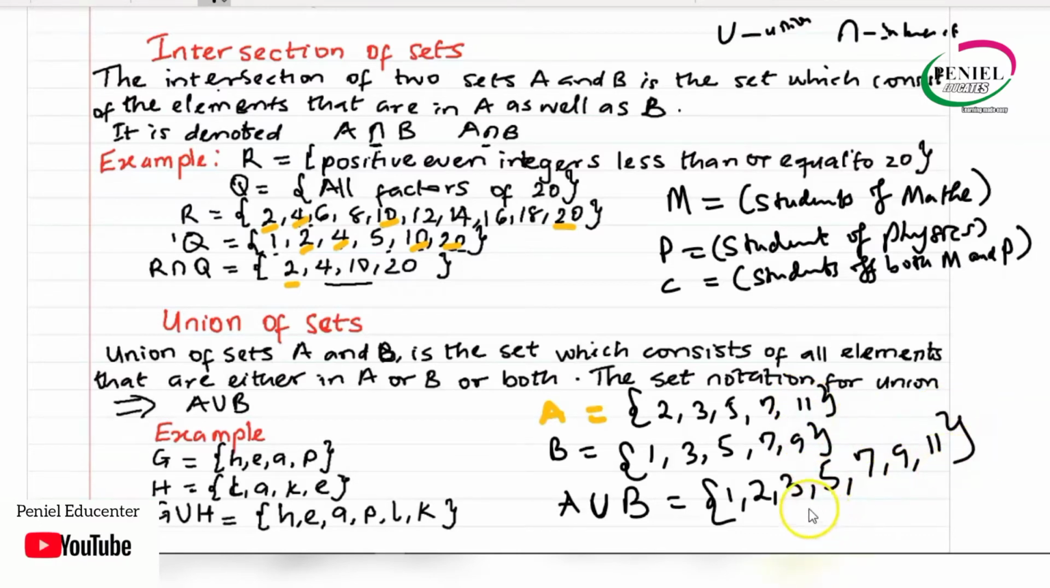If you check this, you will see that for set A, 2, 3, 5, 7, and 11 are captured here. And for set B, 1, 3, 5, 7, 9 is also captured. So when we have a set that's A union B, all the elements of the two sets are captured in the union.